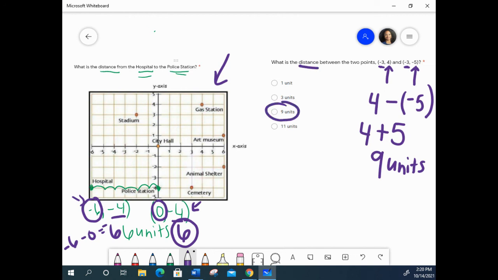So 2 ways to solving distance problems. You can either look at the actual coordinate plane, or you can simply subtract the two numbers that are different in your 2 ordered pairs.